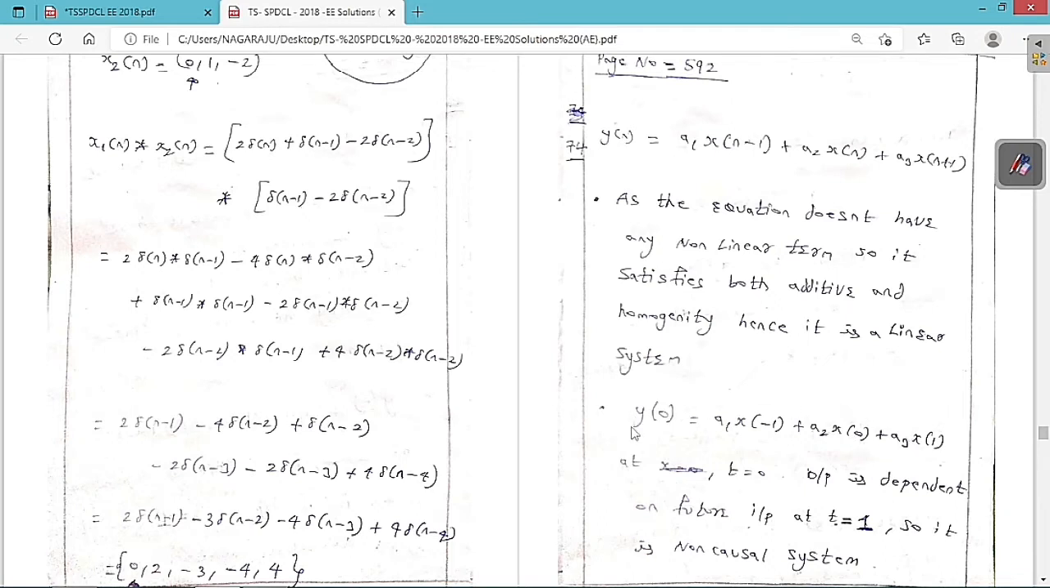So if the present output is depending on the future input, then the system is said to be a non-causal system. Otherwise it is said to be a causal system. At n is equal to 0, the output is depending upon the future input, that is at n is equal to 1, so it is a non-causal system. Finally, I can say that the system is a linear system and also a non-causal system.